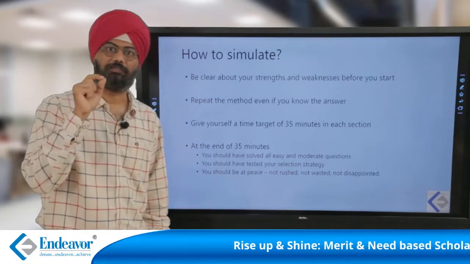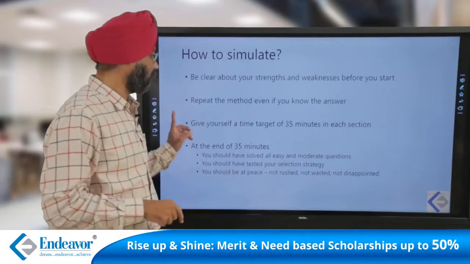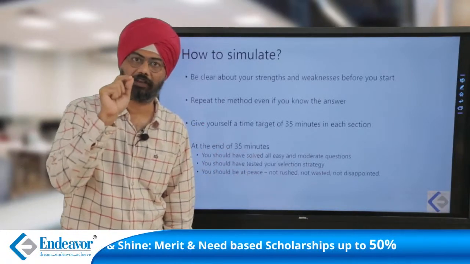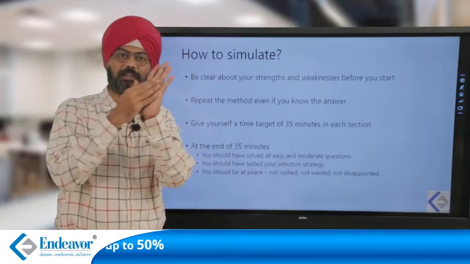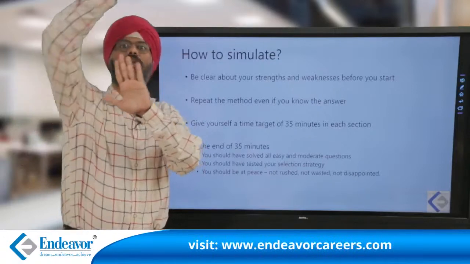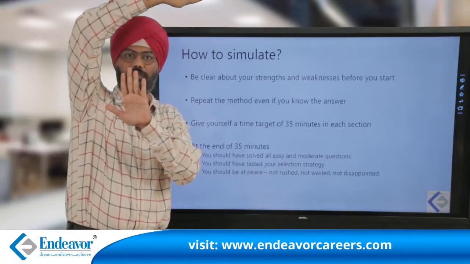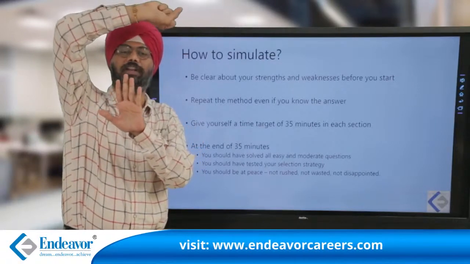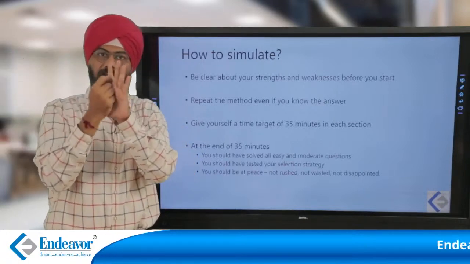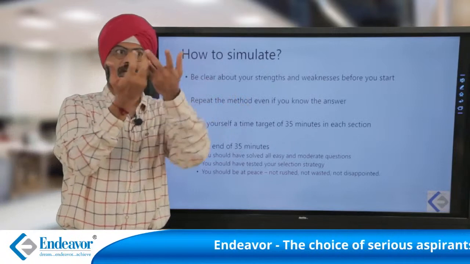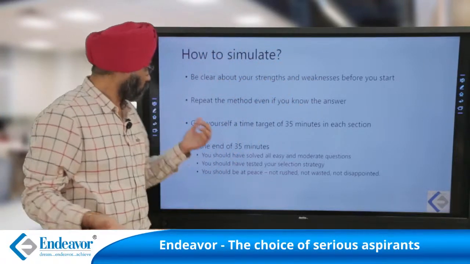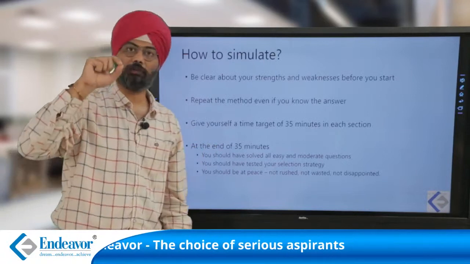In these 35 minutes, you should have solved all of the easy and moderate questions. Sir, कौन से easy and moderate? The easy and moderate that you marked when you started the simulation, not the easy and moderate that my software would tell you or the ones that you identified in the analysis. No. Simulation के time पे दिखा कि sir ये easy है. And it has to be because analysis में there was no time limit. Simulation में there's going to be a time limit. So easy and moderate. Selection strategy.